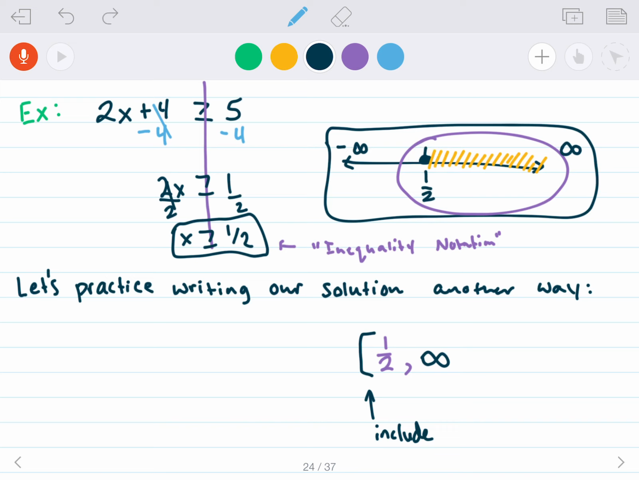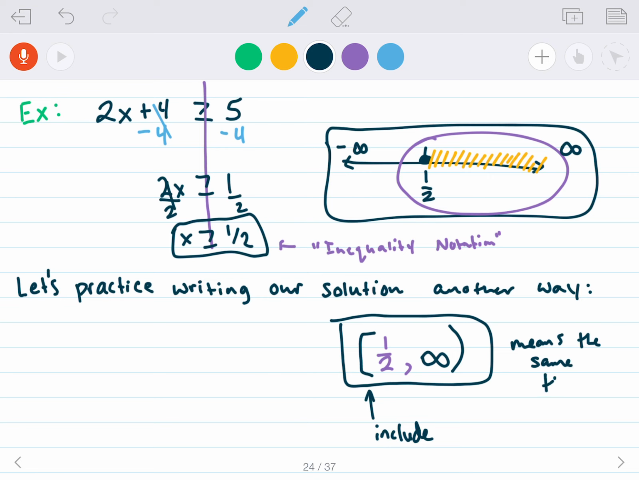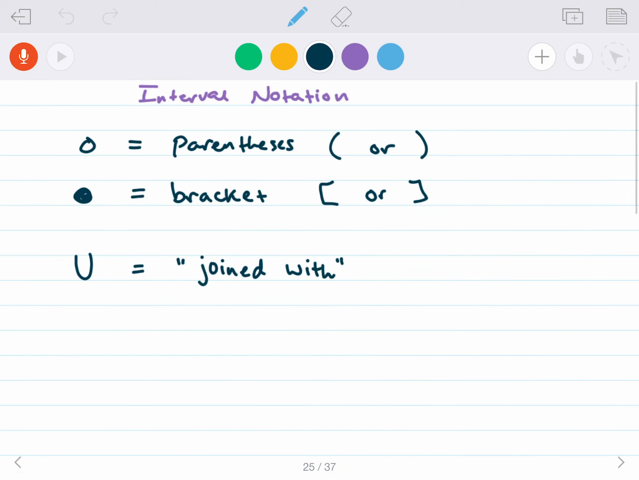We never include infinity because infinity is technically not a number. It's an idea, it's a concept. So to indicate that we're not including something, we put it with a parenthesis. So this means the same exact thing as x is bigger than or equal to 1/2. Literally means the same thing. It says, hey, start at 1/2, go all the way to infinity, and that's our set. Okay, so let's do some practice with this.